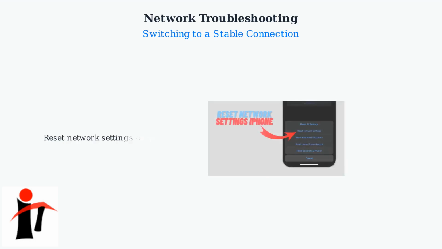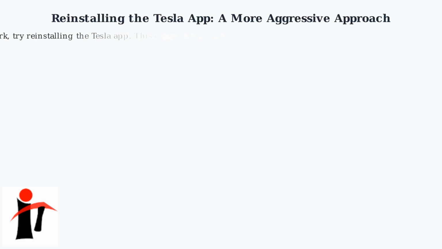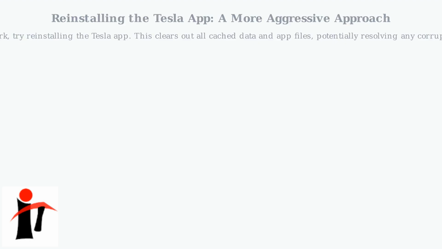Resetting your network settings on your device can clear any cached network issues that might be causing the update to stick. This refreshes your connection configurations without affecting your data. By following these network troubleshooting steps, you can often resolve the stuck update issue and get your Tesla app working smoothly again. If rebooting and network fixes don't work, try reinstalling the Tesla app.